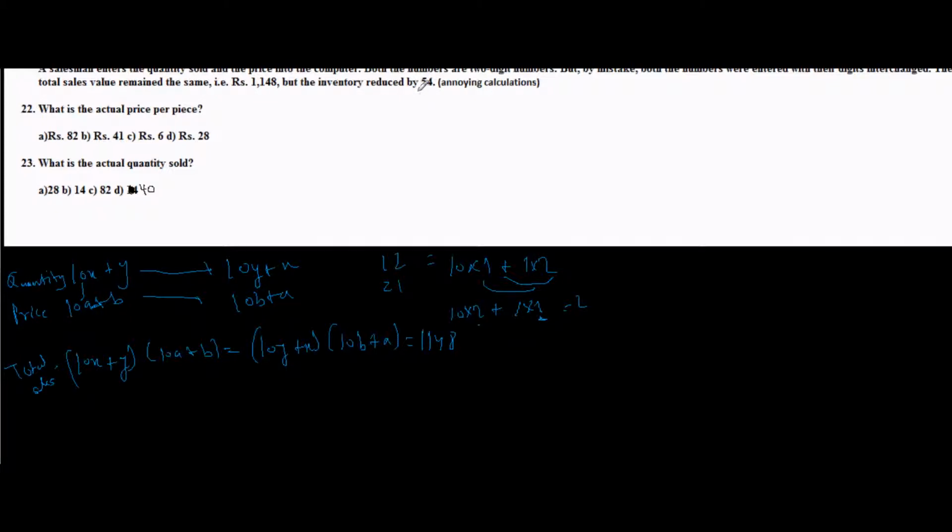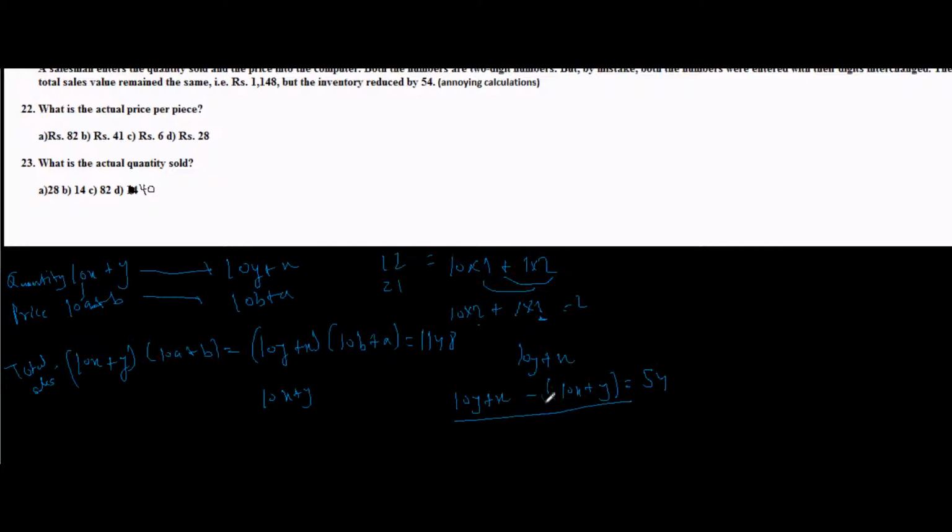So they said, but the inventory reduced by 54. So inventory reduced by 54 means that whatever the stock was supposed to be, it was recorded 54 less. That is, if 10x + y would have been entered, it would have been 54 more. But since 10y + x was entered, it is 54 less. That means 10y + x is greater than 10x + y by 54, because since extra 54 has been entered into the computer, that's why it is showing that stock is less by 54. So you have to be careful about this.